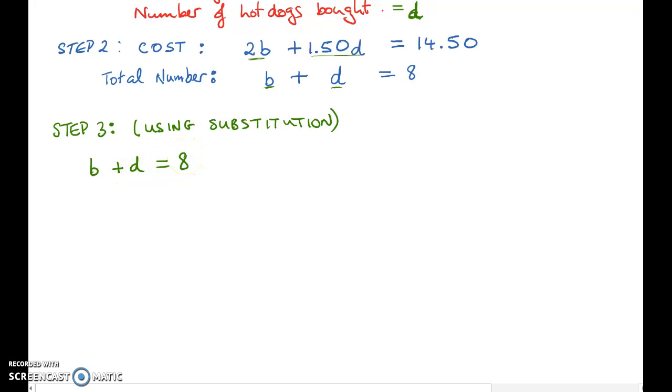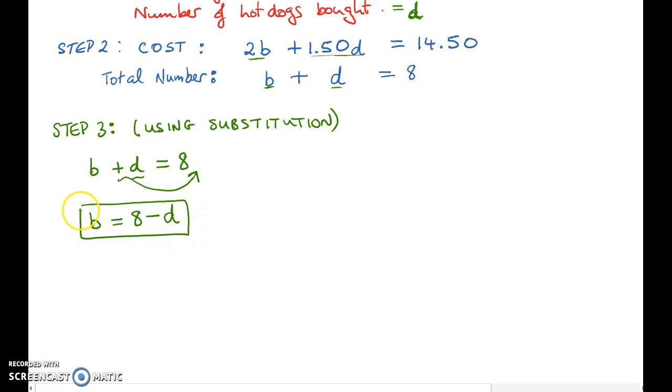And what we'll try and do is get either one of those variables on its own. It doesn't matter whether we go for the b on its own or the d on its own in this case, because they both have 1s. We're trying to get a variable that has a 1 in front of it on its own. So I'll take the d across. It doesn't really matter. But if you do that, you get b is equal to 8 minus d.